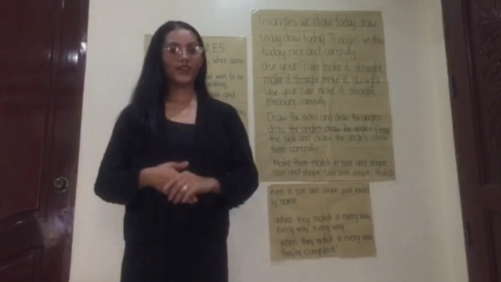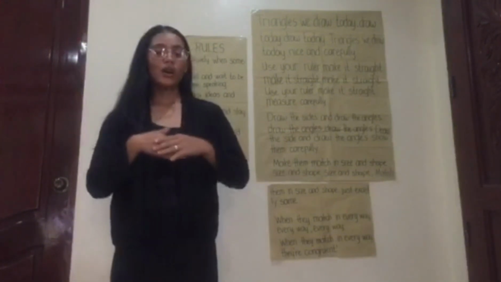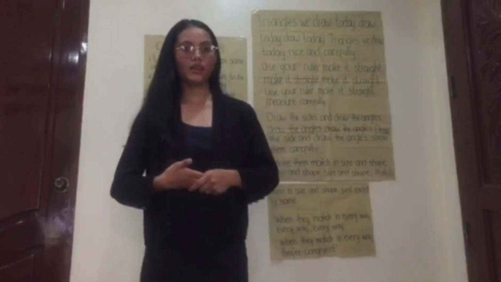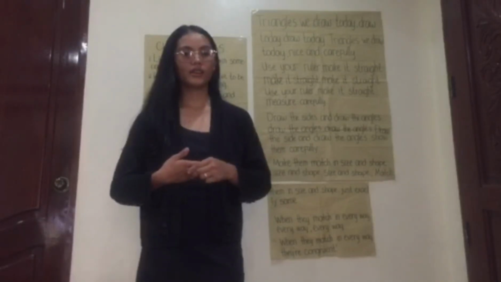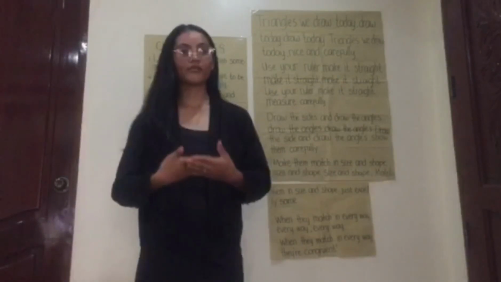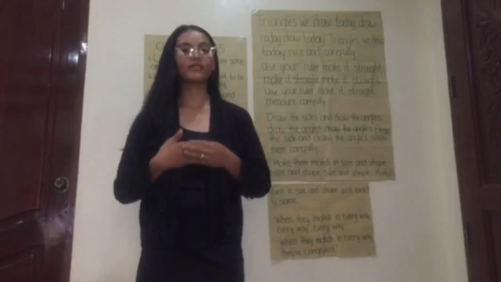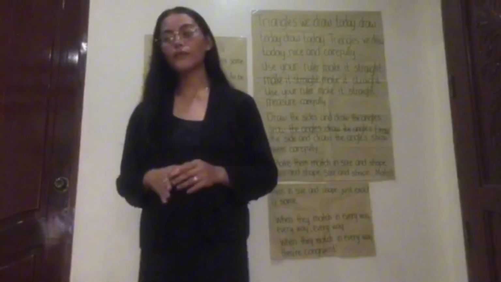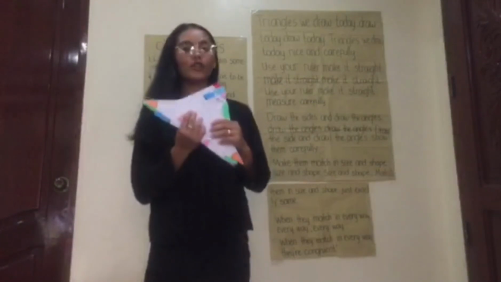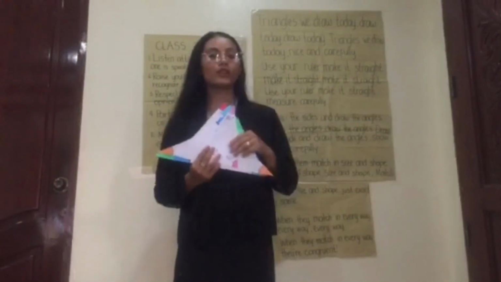None, ma'am. Okay, none. So now, let me ask you what we have discussed last meeting. Last meeting, ma'am, we discussed about the total of the interior angle of the triangle, which is 180 degrees. Okay, very good. So now, I have here different triangles, and all you have to do is to determine the name of the triangle depending on its angles or its sides.